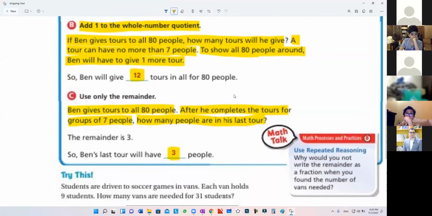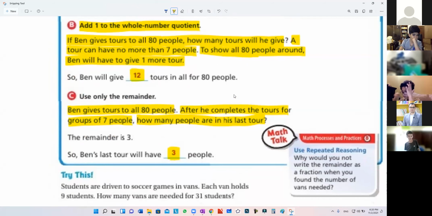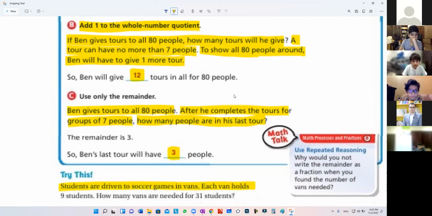Okay, so the next one, Faris. Yes, mister. Faris, can you help me with the next one? Okay, let's try this. Read it for me. Students are driving to a soccer game in vans. Each van holds 9 students. How many vans are needed for 31 students? So what are we going to do here?